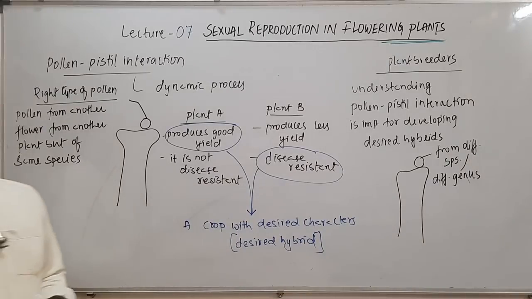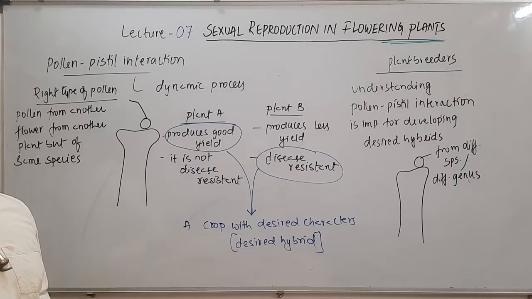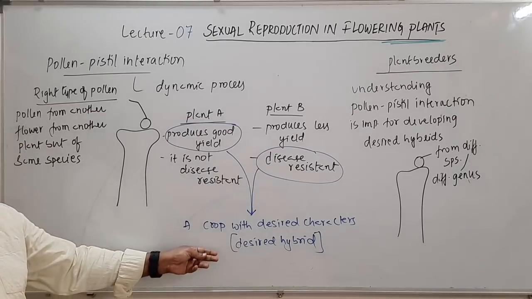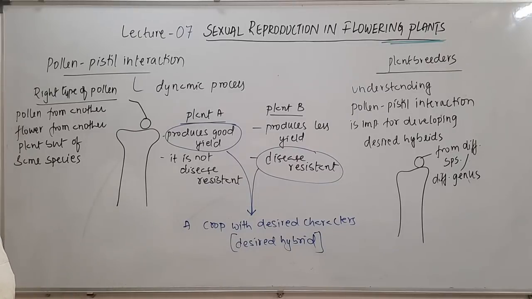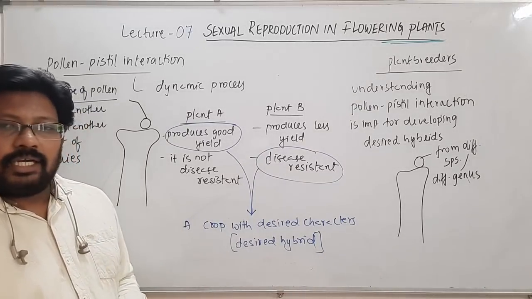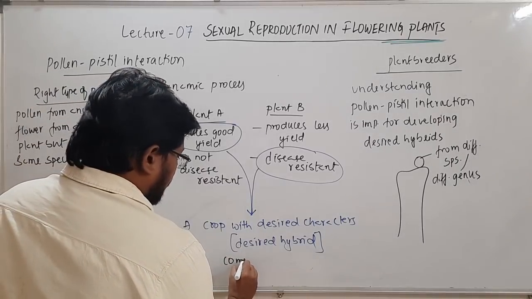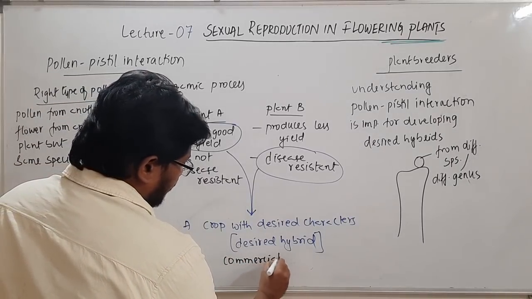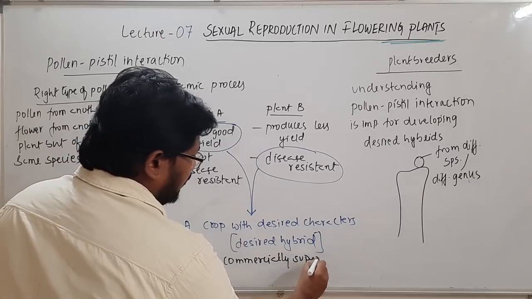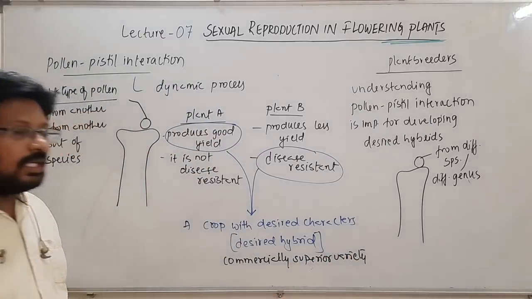Okay, so these plant breeders need to understand this pollen-pistil interaction, so that it will help them to produce these desired hybrids, right? So finally I can say that this crop, which is the desired hybrid, is a commercially superior variety, so that it has desirable characters.